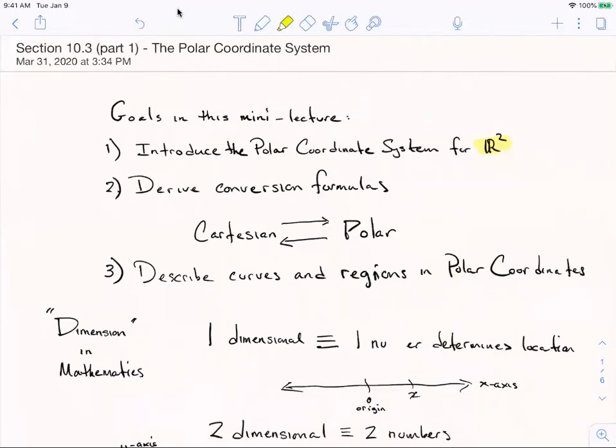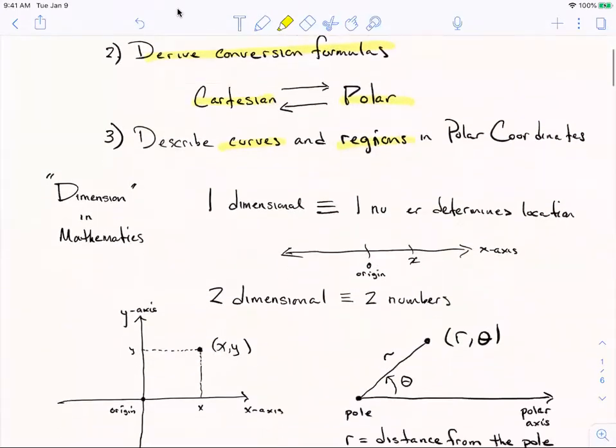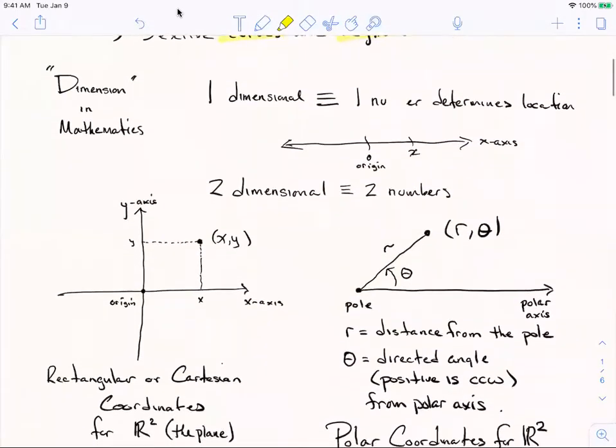So you can see our goals there. We've got three of them. We want to introduce the polar coordinate system in the plane. I'm denoting the plane by this symbol R², which just denotes the plane where we draw our pictures. I want to be able to convert between these systems. Given a point in Cartesian coordinates, I'd like to say what it is in polar and vice versa. And then I want to be able to describe simple curves and regions in this new polar coordinate system, getting used to it.